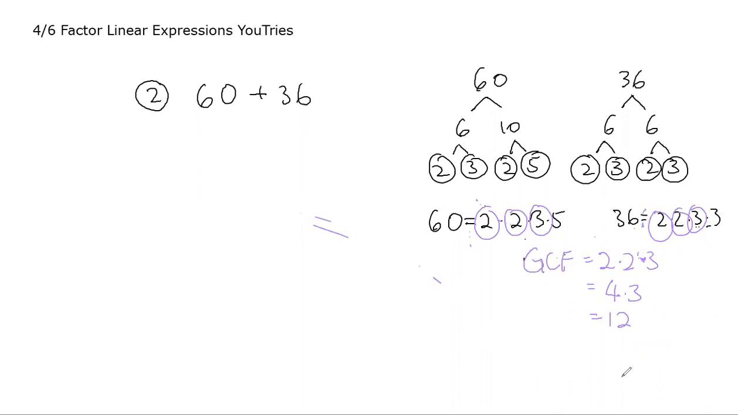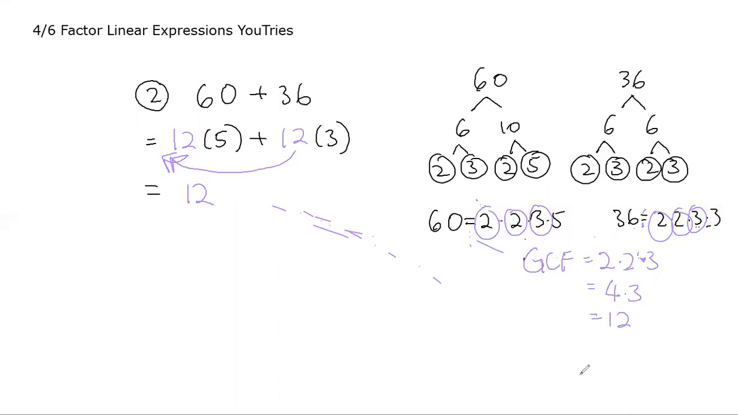So let's rewrite this. 12 times what is 60? 12 times 5. And then 36 is 12 times 3. Okay, we're going to factor them out to get 12 times the quantity 5 plus 3. That's our final answer.